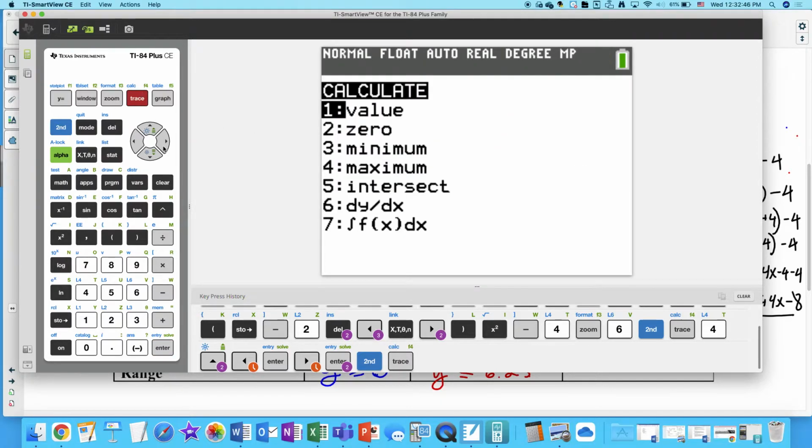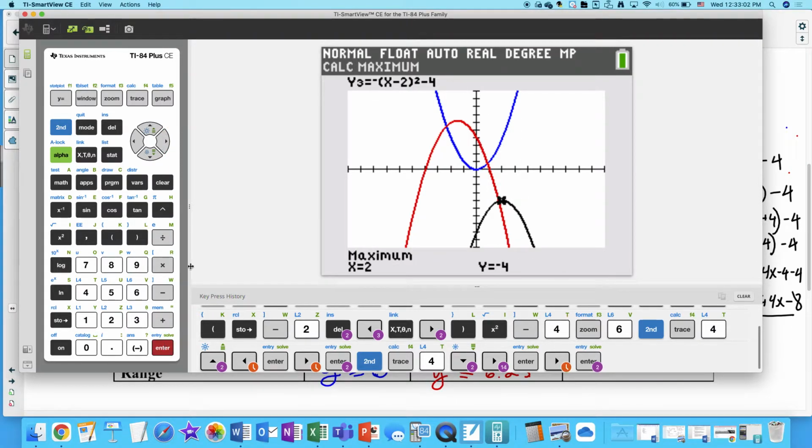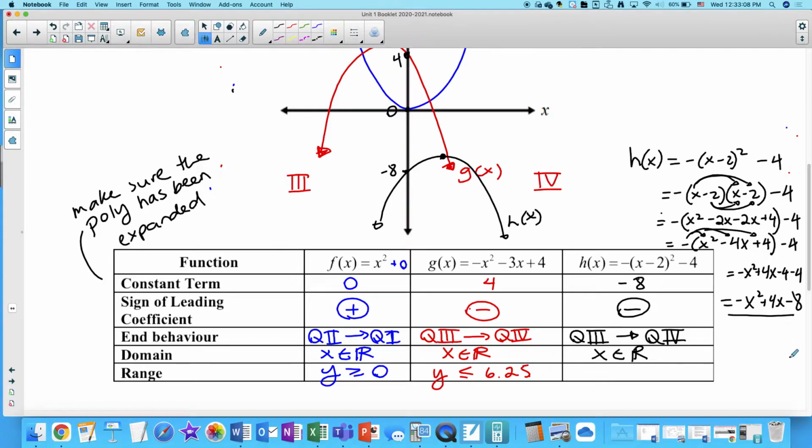So I'm going to go to this guy. Let's see, where is it? There it is. Okay, so that's the left. Enter. Move it over to the right. Enter, enter. And you can see that that point is 2, negative 4. So I'll put that in our notes. What that means is that the highest value of the function is negative 4, and then it goes down from there. So y is going to be less than or equal to negative 4.